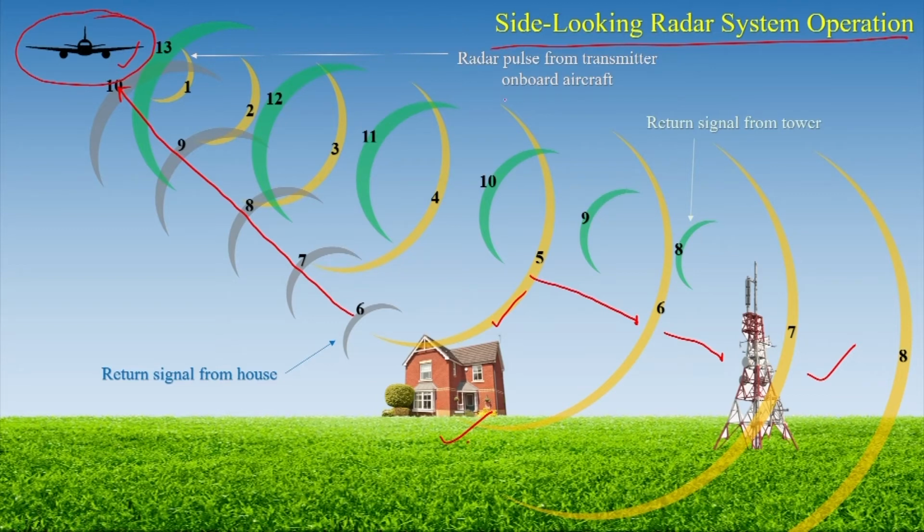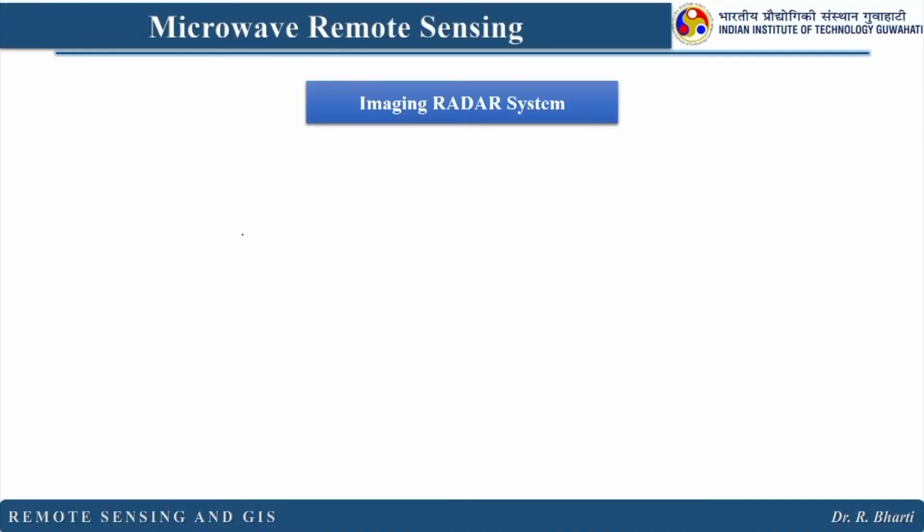So, here already everything is mentioned. These are basically radar pulses from the transmitter on board the aircraft, in yellow color, right, and the return signal from the tower is in green, and the return signal from your house is in gray color, right. I hope this is clear to you.